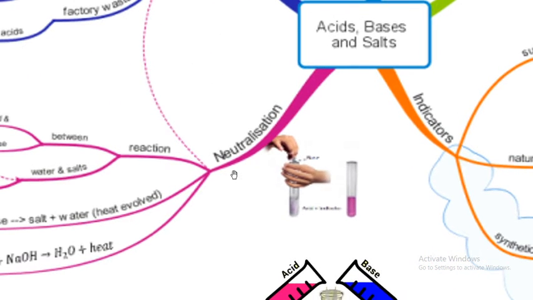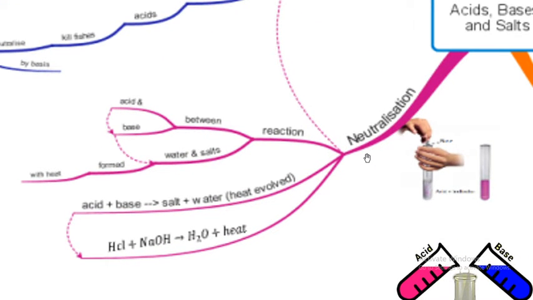Next, neutralization. Neutralization means the reaction of acids and bases to form salt and water as products. For example, hydrochloric acid reacts with sodium hydroxide to form sodium chloride salt and water, and a certain amount of heat is also evolved. That is why these reactions between acids and bases are called neutralization reactions and also exothermic reactions, because they release heat energy.